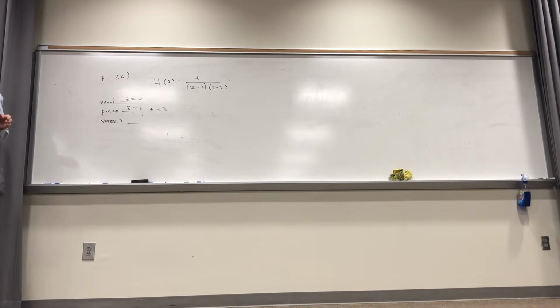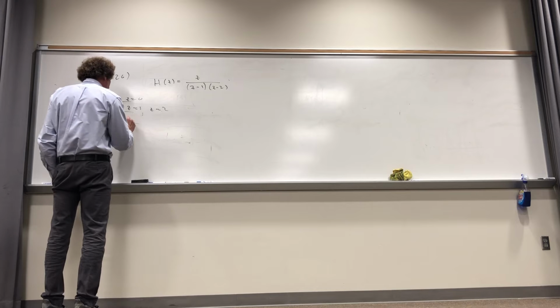Now, next question, is it stable? Without ever doing an inverse transform or anything like that. Yes or no? No. Why? You're right. One of the poles is what? Outside the unit circle, right? It's at z equal 2, which is greater than 1, means it's unstable. So no, just by looking.